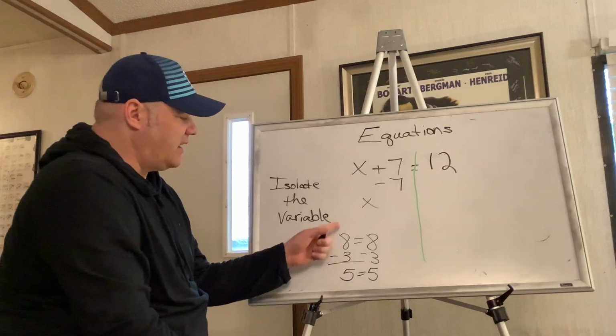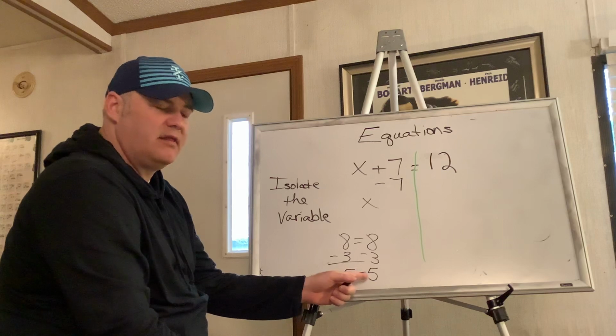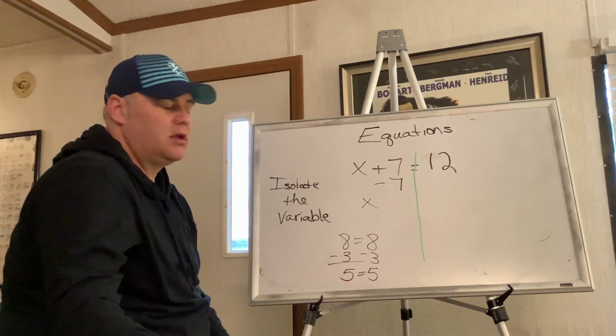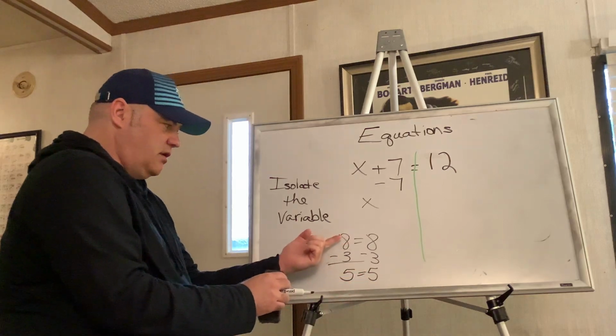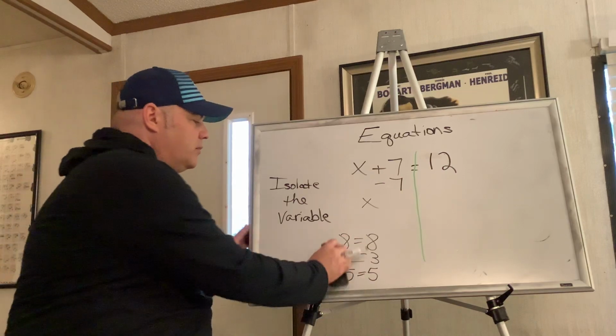Okay? That's it. If I do something on the left side of the fence, I have to do the exact same thing on the right side of the fence so that it's still a true statement. Well, and that makes sense. If you have 8 equals 8 and you subtract 3, then you got to subtract 3 from the other side for it to be true.